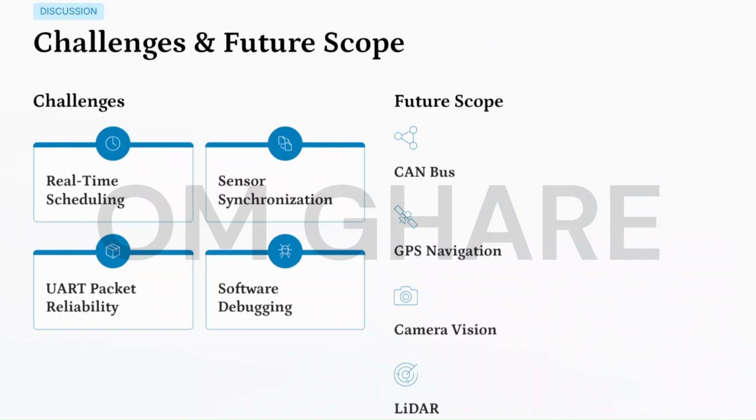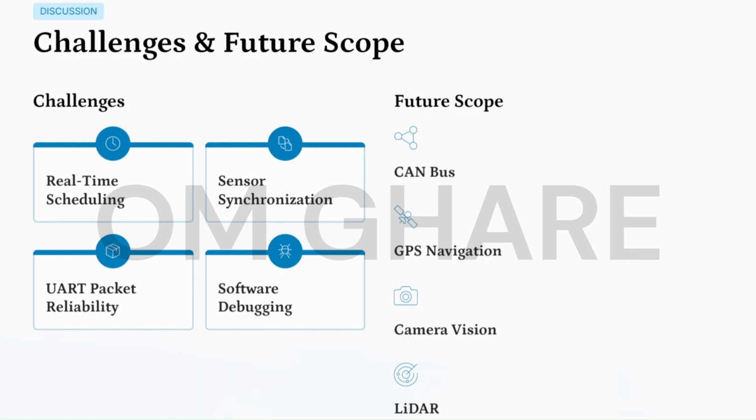Every engineering project comes with its own challenges, and this project is no exception. Developing a real-time embedded system requires careful planning and testing. One of the biggest challenges was maintaining the real-time schedule, ensuring that all the software modules are executed at the correct intervals without affecting one another. Another challenge was sensor synchronization, since the data from multiple sensors had to be processed continuously to maintain accurate system behavior. Reliable UART packet transmission was also an important factor. Finally, debugging the embedded software requires systematic testing.